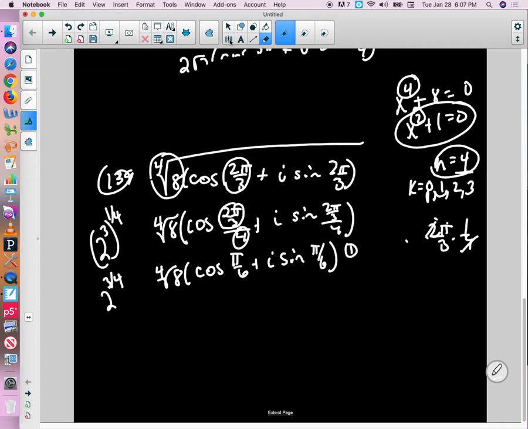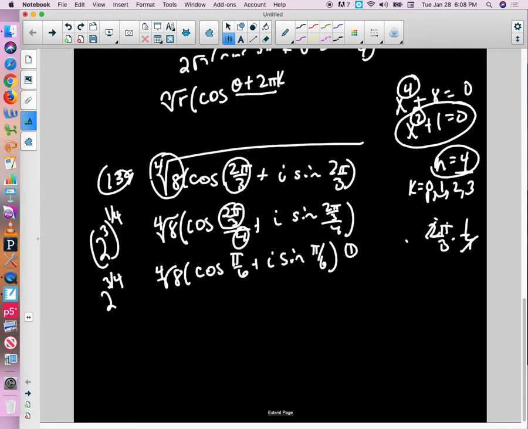That's what the formula says. When you're trying to take the nth root, take the nth root of the modulus, and then you say cosine of the angle plus 2 pi k, divided into n equal parts, plus i sine of theta plus 2 pi k divided into n equal parts. Right now n is 4.